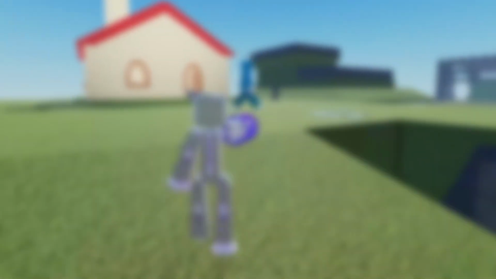Supposedly two other colors of this figure were made with the hashtag Stikbot on it, one being a solid blue and one being a solid red. However, there's no photos of them, so yeah. Now you might be wondering, why did I mention the Stikbot costumes before? Well, like I said, there are two variants.